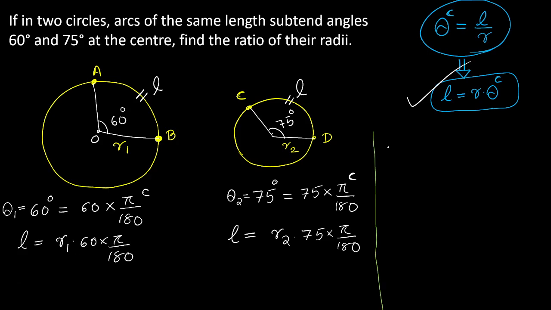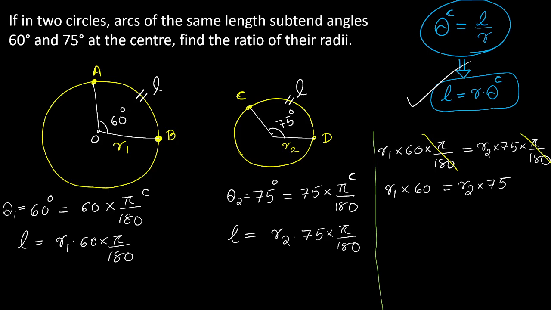On the left side, R1 into 60 into pi by 180 centimeter. Length is in centimeter, right? And the second L is R2 into 75 into pi by 180. I did not do any simplification because I was sure that some terms will be cancelled. Both arc lengths are equal. So pi by 180 cancels on both sides. After this you can ask me a doubt. Pi by 180 cancels: R1 into 60 equals R2 into 75.